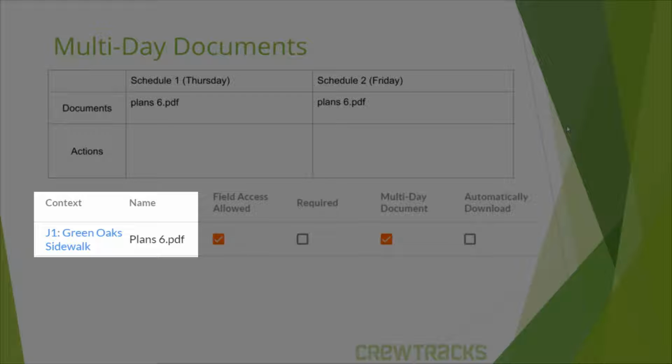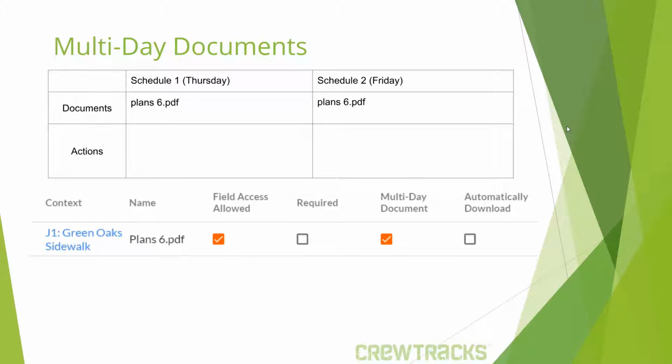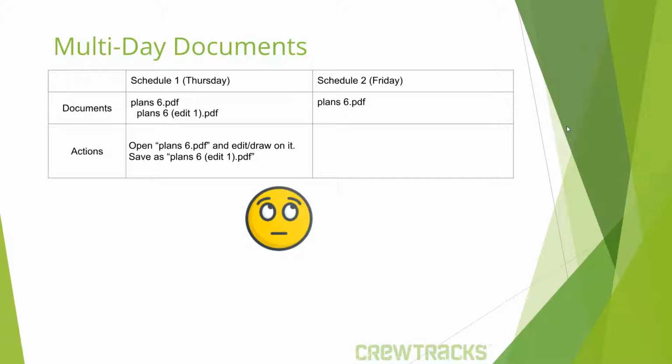And because that document exists on the job, when I add that job to the schedule, the document comes with it. Now, this is the important part. I have checked this box, multi-day document. That tells CrewTrax when this document is edited, we're going to want those edits carried over to the next schedule where this document shows up. So let's say on Thursday, the foreman gets on his iPad and he opens plan6.pdf and he edits or draws on it, and then he saves it as plan6edit1.pdf. At this point, CrewTrax doesn't just add plan6edit1.pdf to that Thursday schedule. It's also, because you checked multi-day document, going to look ahead and say, hey, are there any other schedules that have this document that these edits need to carry over to? Yep, look at that. Schedule 2 has it as well.